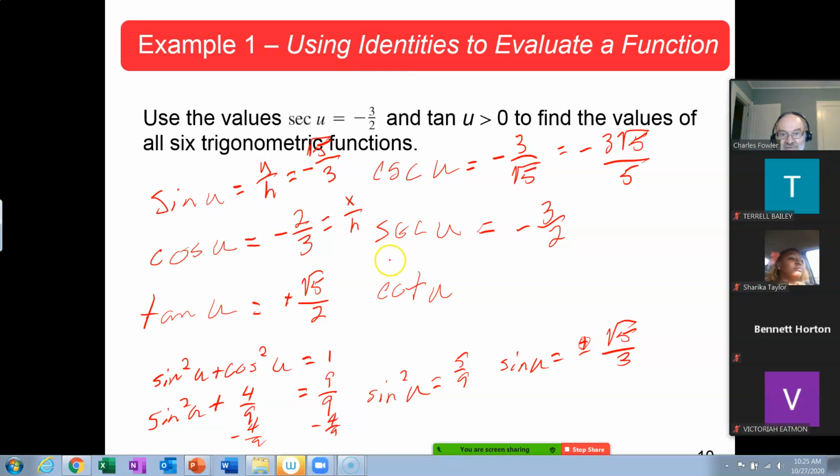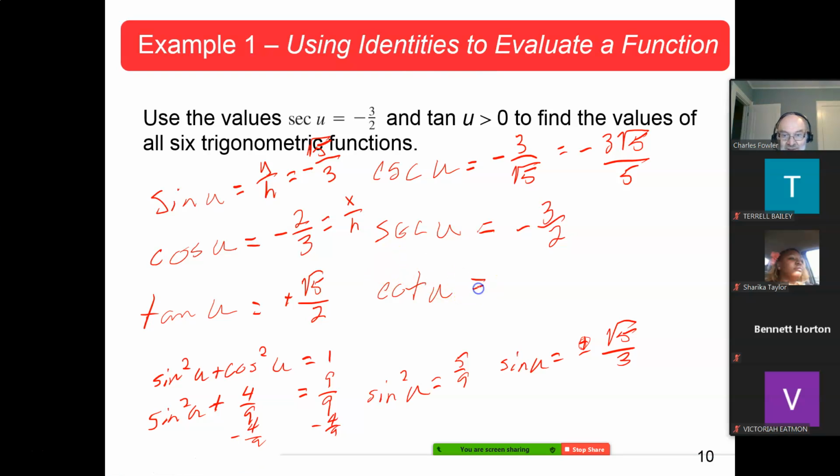So that has to be √5/2, and then cotangent is just the reciprocal of tangent, which is 2/√5. If you don't like having radicals in the denominator, you can write that as 2√5/5. There you have it. All 6 trig functions from just 2 pieces of information. What secant is, and that secant automatically told us what cosine is, absolutely, because those are reciprocals. But also the fact that tangent is positive tells you which quadrant it's in: the third quadrant. So if you knew that, you knew basically just about everything else you need.